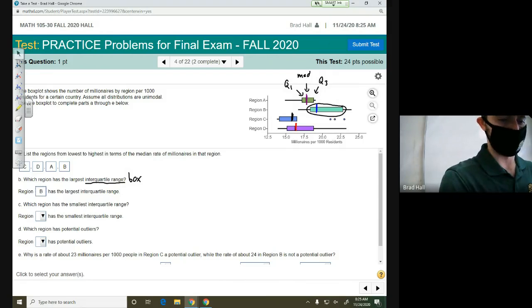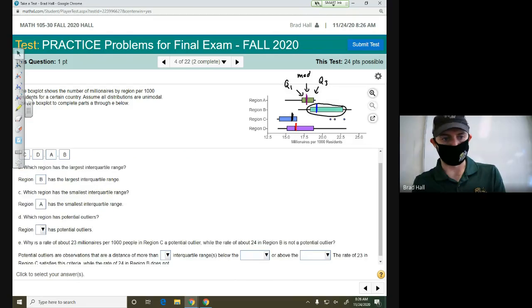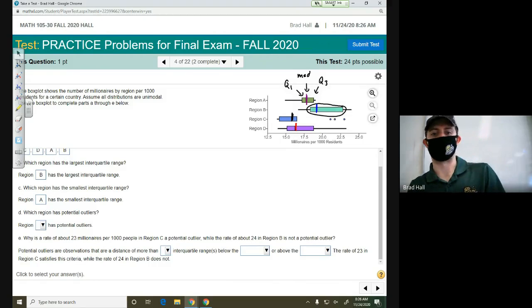And then they want the smallest one. That seems to be obviously A. And then they go on to ask as well, which one of these regions has a potential outlier?